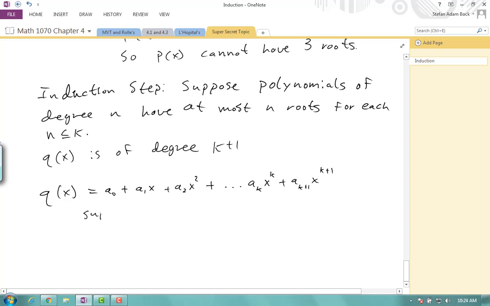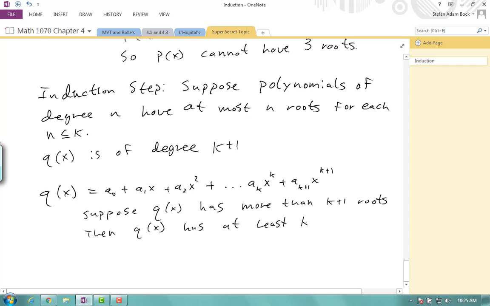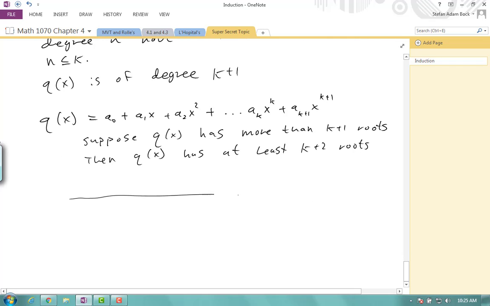And I want to show that q of x has at most k plus 1 roots, so I'll do what I did before. Suppose q of x has more than k plus 1 roots. Then q of x has at least k plus 2 roots. And I should be able to write them out all in a line, so I'll have root 1, root 2, root 3, dot dot dot, root k plus 1, and root k plus 2.